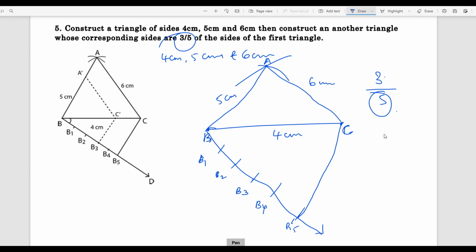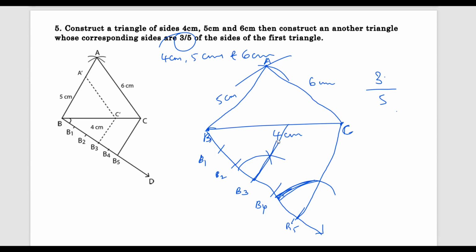So I've joined the point B5 to C. Now, from B5, cut an arc with the same length from point B. Measure this arc length using compass and cut an arc. Join it. Pass a line through from B3, cutting an arc.